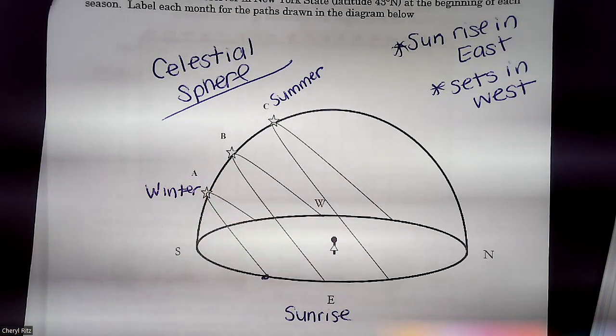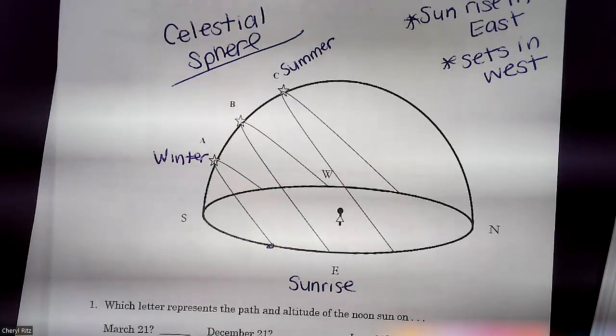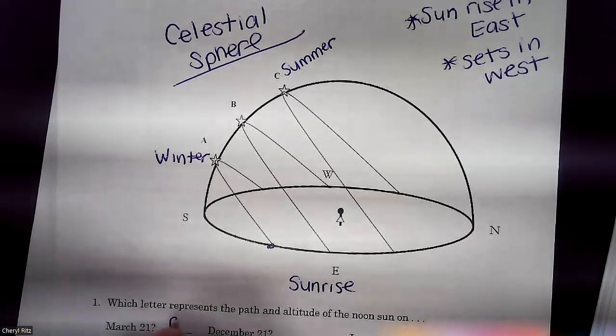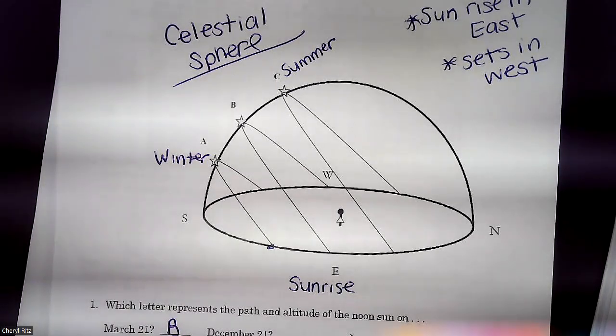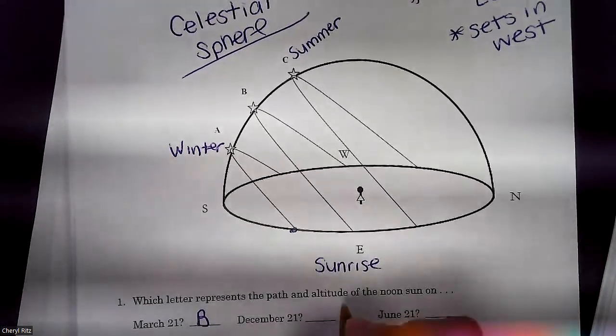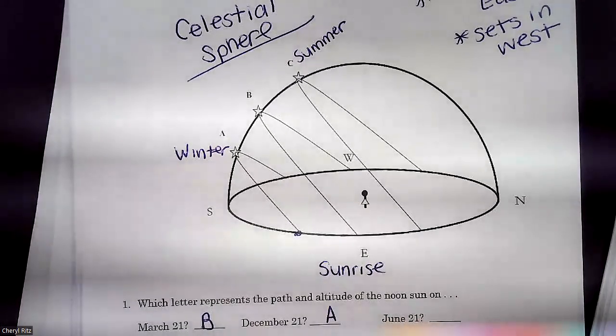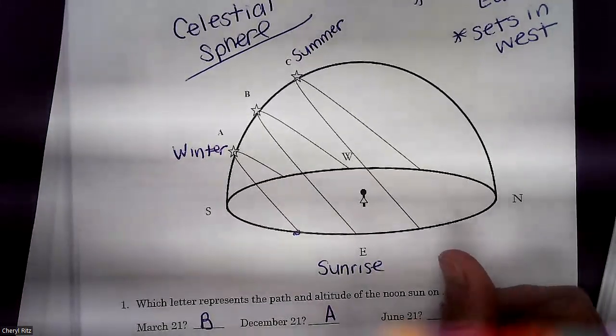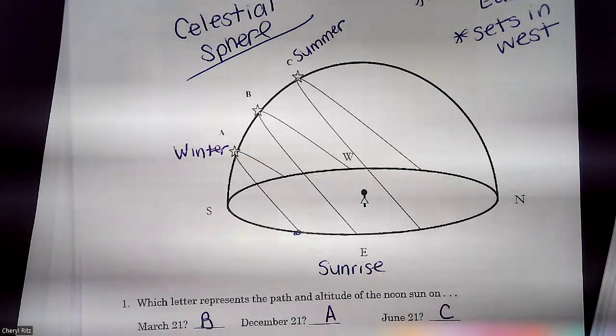In the winter, not just the east, probably southeast. All right, so which letter represents March 21st then? That's B, that is spring. Which one's December 21st? A. Which one is June 21st? C.